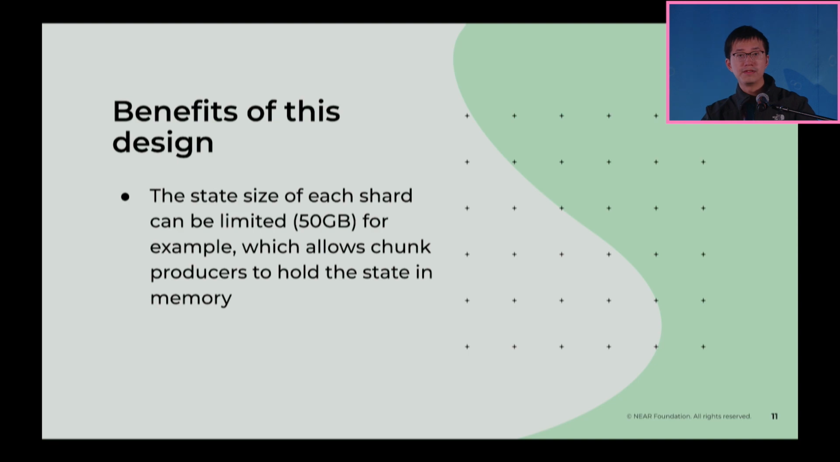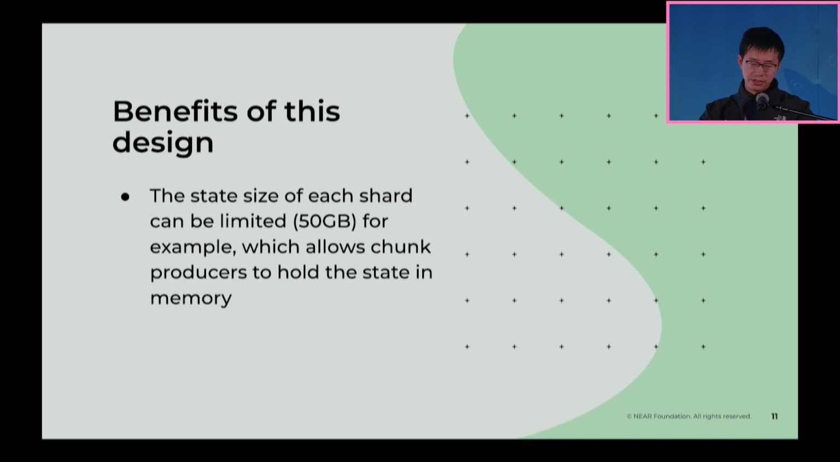There's also an interesting benefit as a result of this design change, which is that we can try to hold the entire state in memory for execution. Because of this sharding design, we can have many shards in the network, and as a result it's possible to limit the size of the state for each shard to, let's say, 50 gigabytes. A chunk producer can operate a somewhat expensive machine, let's say with 64 gigabytes of RAM, which is not that expensive today, and hold the entire state in memory during execution.